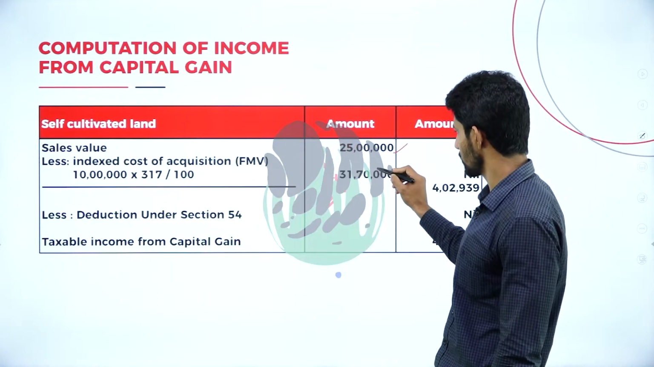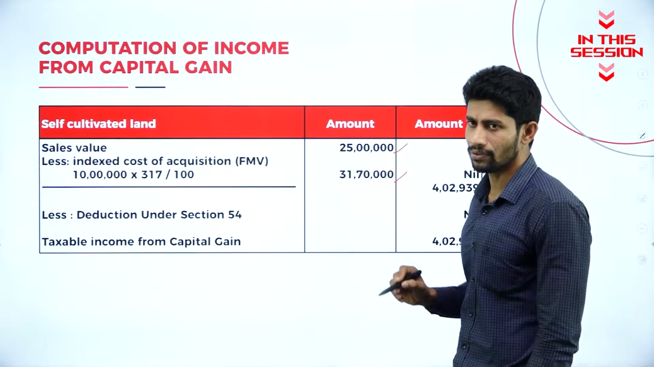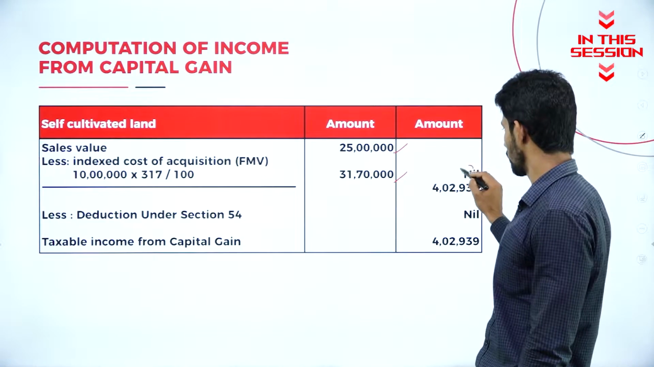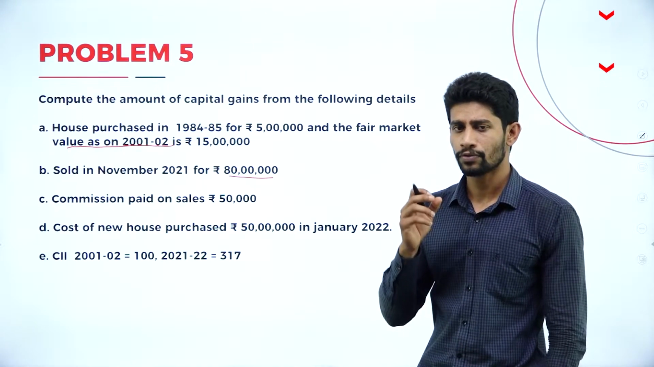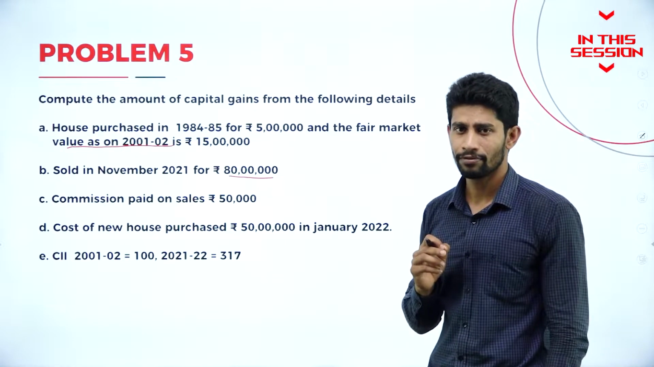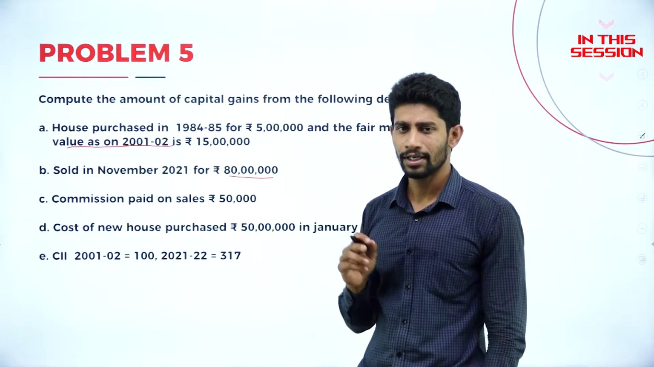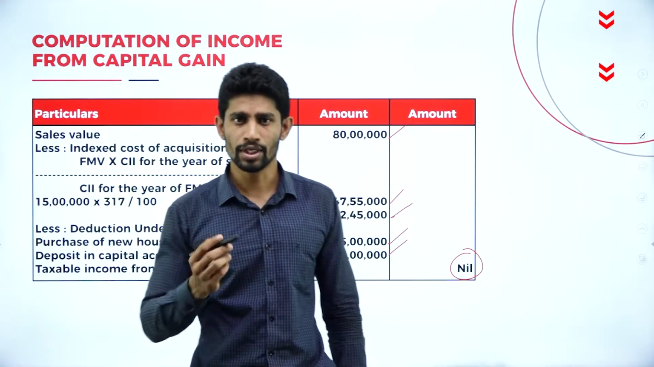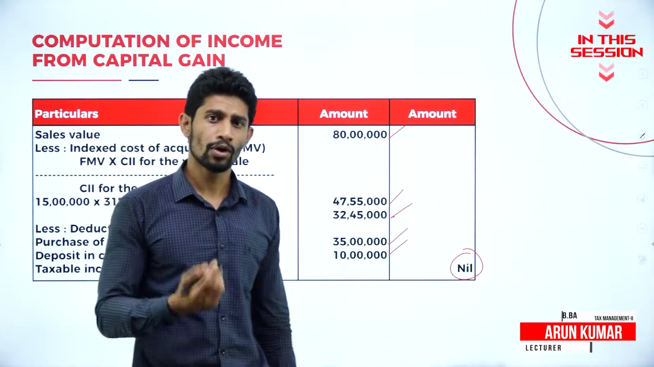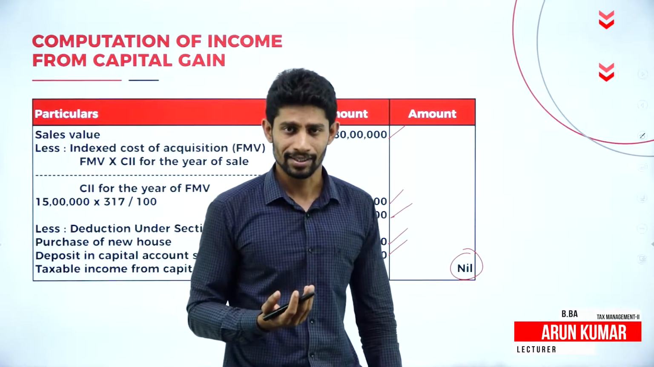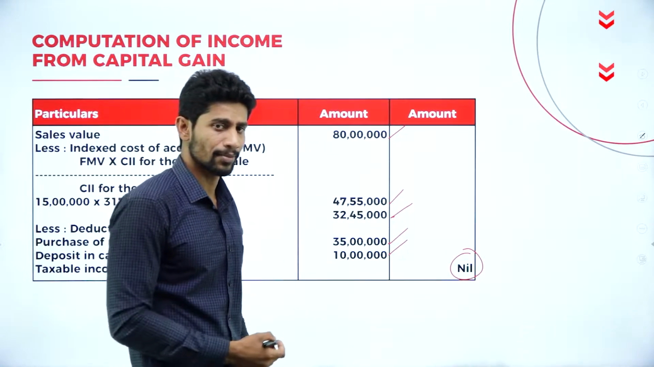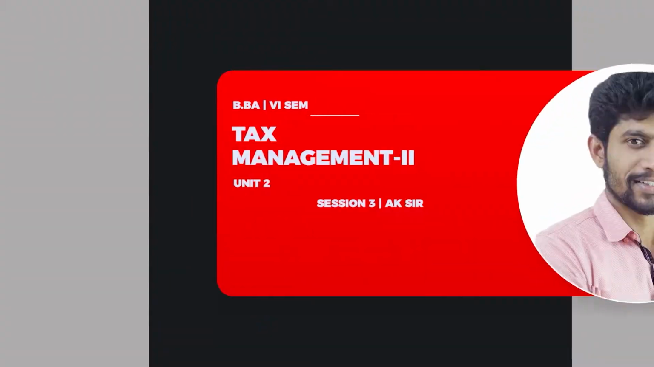Indexed cost of acquisition is more than the sales value, then here the taxable value comes to nil. Based on fair market value, you are supposed to find out the indexed cost of acquisition of a particular property. The investment amount under section 54 is more than whatever the income is receiving by selling the asset. So that is why the taxable income will be nil.